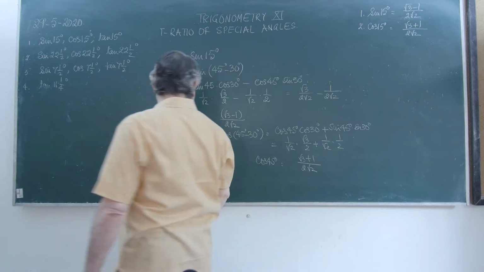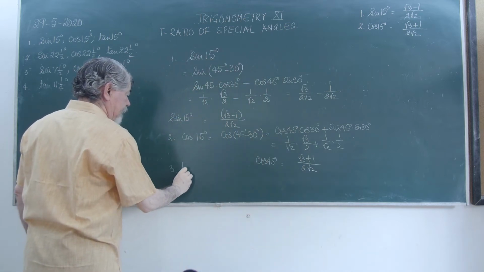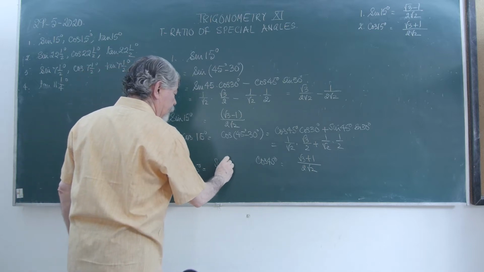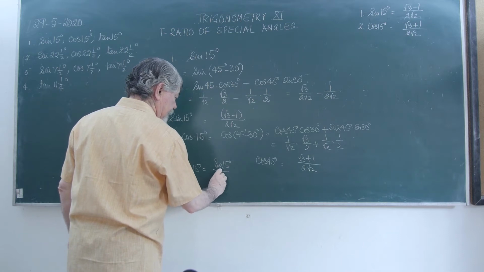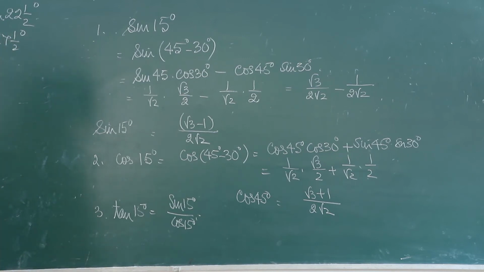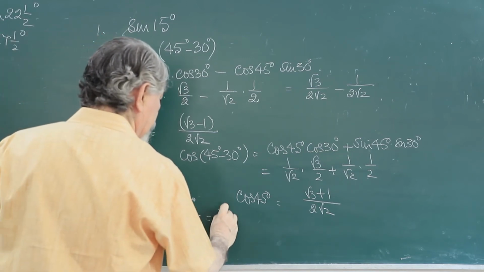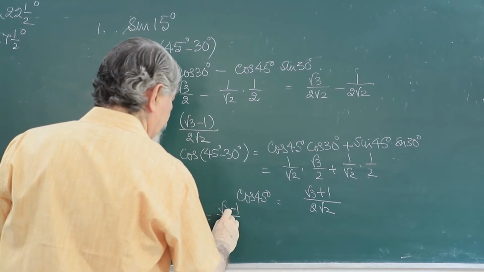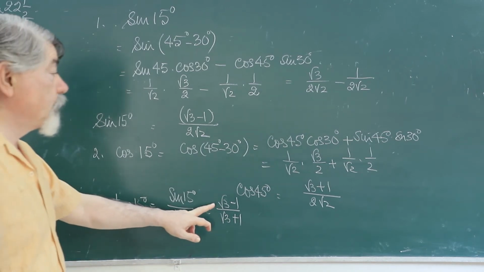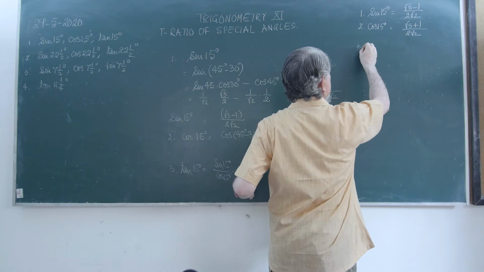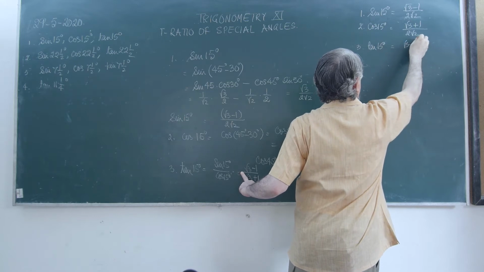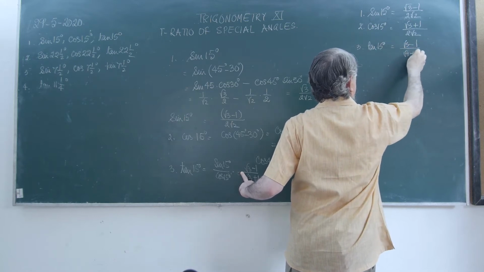And if I need to calculate tan theta, tan 15 can be directly calculated by dividing the value of sine 15 degree by cos 15 degree. And that will come out to be root 3 minus 1 upon root 3 plus 1, because both the denominators are 2 root 2, they will cancel with each other. So you'll get the value of tan 15 as root 3 minus 1 upon root 3 plus 1.